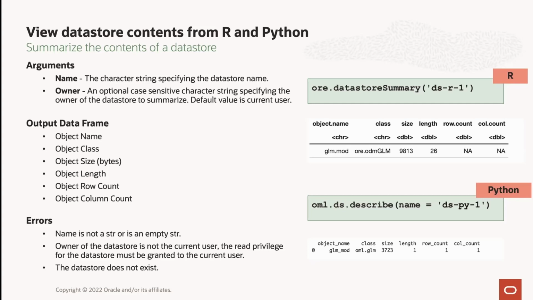Some common errors that can come up when using these two functions include the name input not being a string or potentially being empty, the owner of the data store not being the current user and the read privileges not having been granted to the current user in order to see those contents, or simply the data store you are trying to reference does not exist or is misspelled.